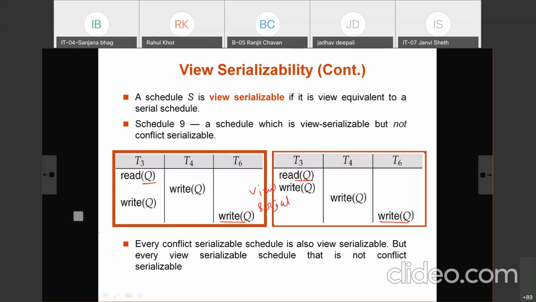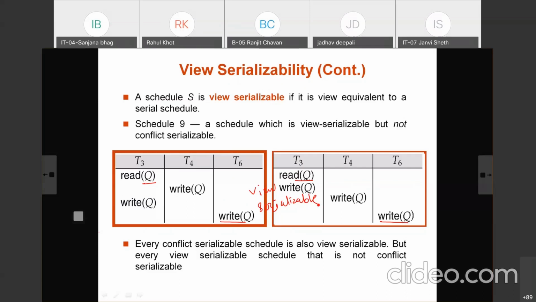Now whether these are conflict serializable, yes or no? No, correct. It is not conflict serializable.